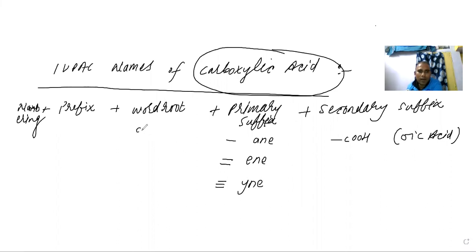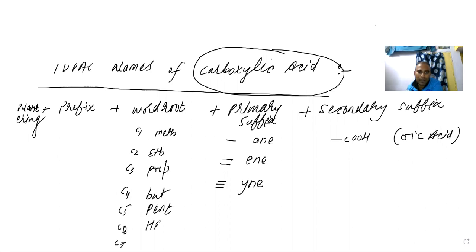Word root: it is C1, C2, C3, C4, C5, C6. It can be C7 or more also. One carbon we write meth, two carbon eth, then prop, but, pent, hex, and the last one is hept.